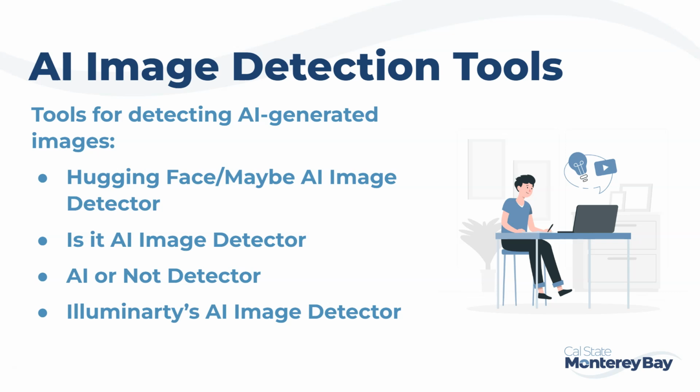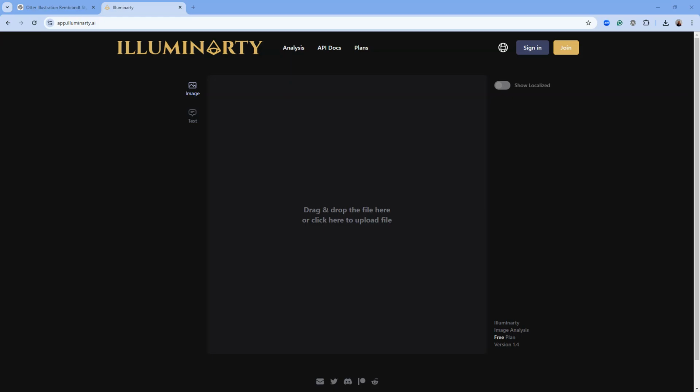The links to each one of these detectors are available just below this video lesson, and remember, these links may change as the technology changes. For this demonstration, we're going to work with the Illuminati AI detector. So here I have an image that we created in the last video. It's a DALL-E image. It's a realistic Rembrandt-inspired portrait of an otter.